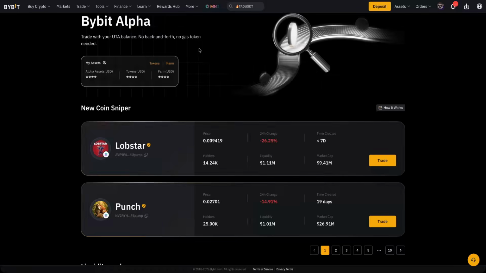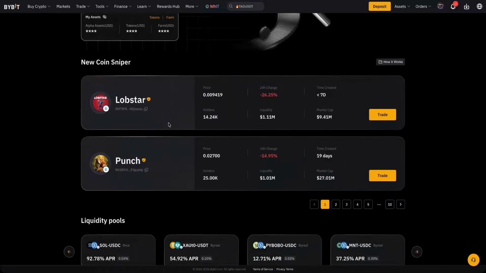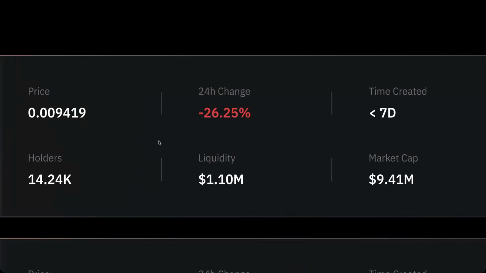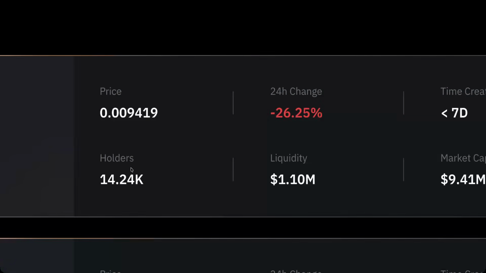Once you are on the Bybit Alpha page, the first thing you will see here is the new coin sniper. These are coins that are newly listed, as it is only available on Bybit Alpha. It has not been listed on any other platform, and you will not be seeing this even on Bybit Spot. So you only have access to those coins right here.